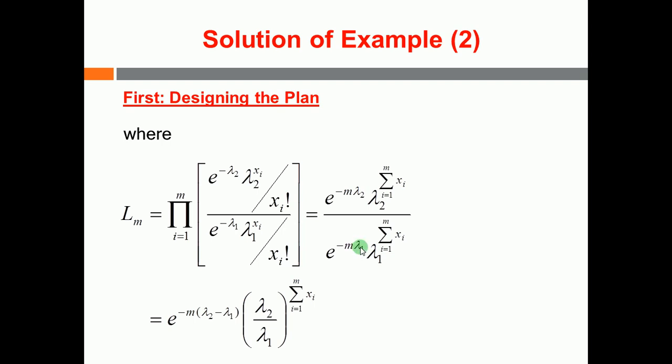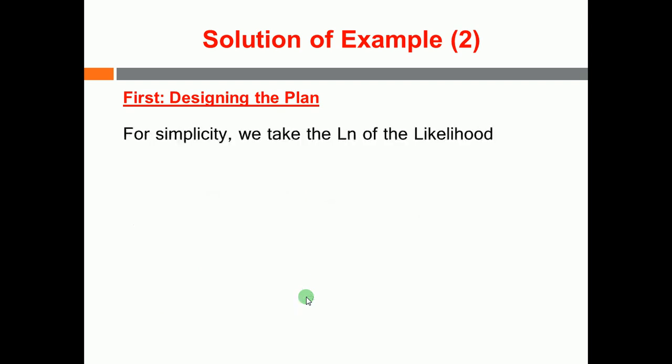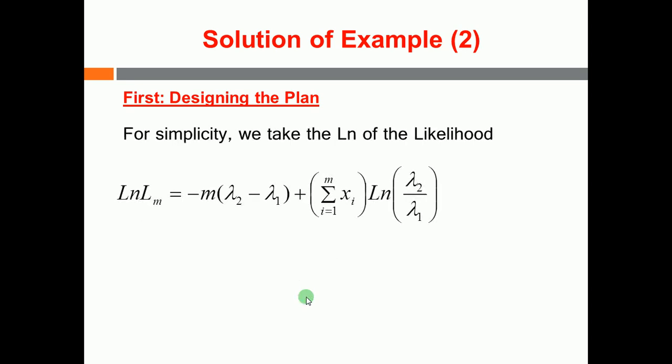Now we can combine the similar terms together. So we have here e to the power negative m times lambda 2 minus lambda 1, and then we have lambda 2 over lambda 1 with a common factor, the power summation xi. For simplicity, we don't work with the likelihood ratio, we work with the log of the likelihood ratio, so we take the ln for simplicity. So here e is cancelled and this is the remaining part, and then the summation xi from the power comes down next to the ln.